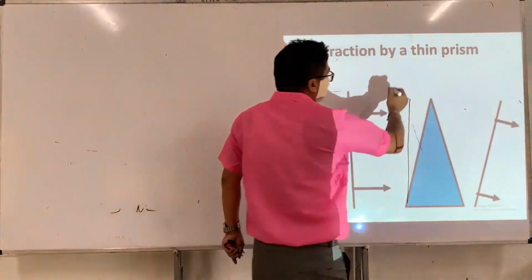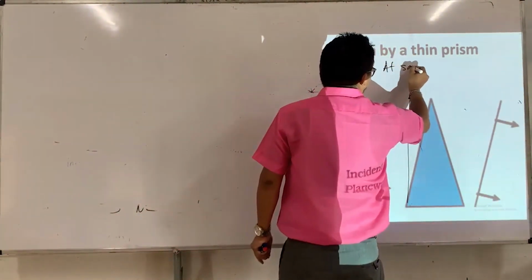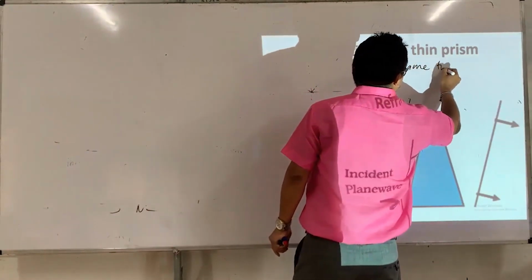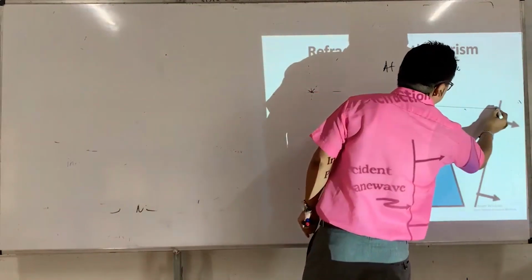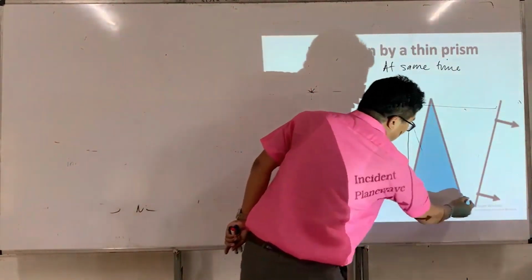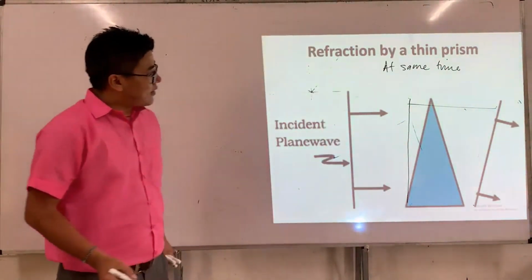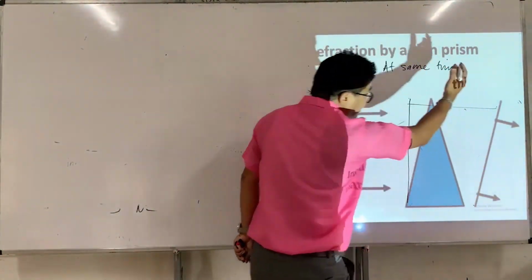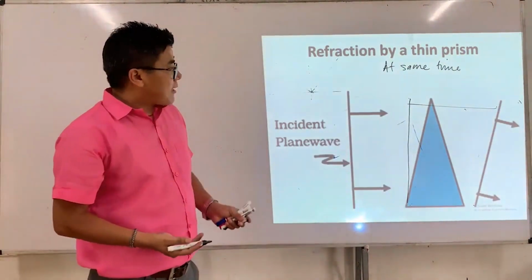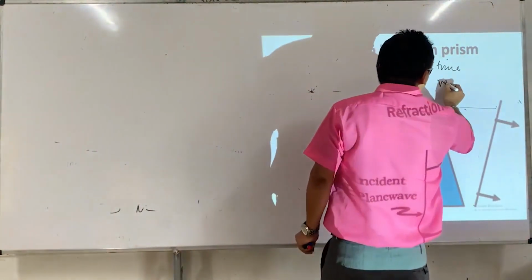So at the same time, let's say at the same time, this light could travel this much distance, and this light could travel only that much distance. So we have to draw waveforms. Once you draw waveforms, this is how refraction takes place. This is the refracted waveforms.